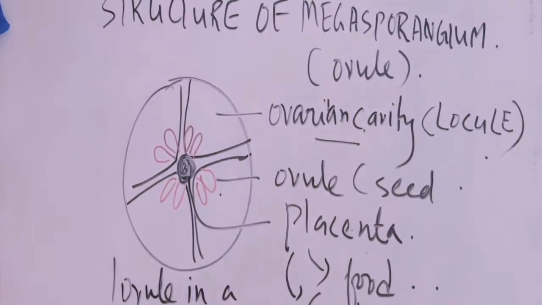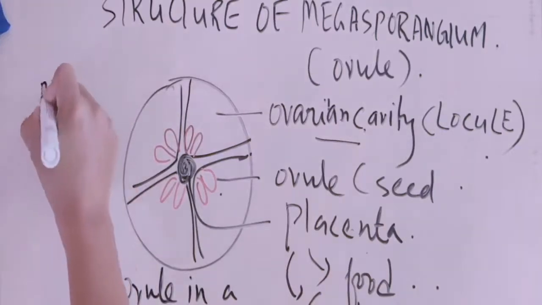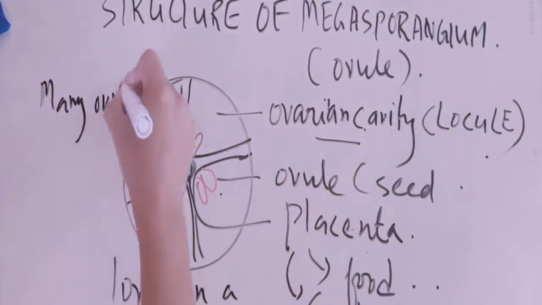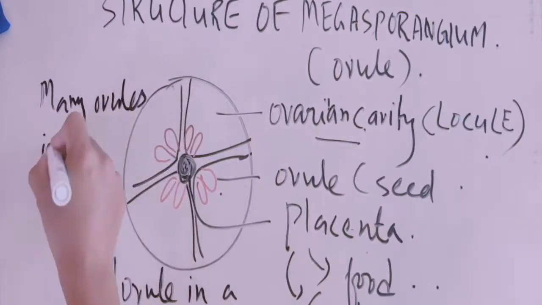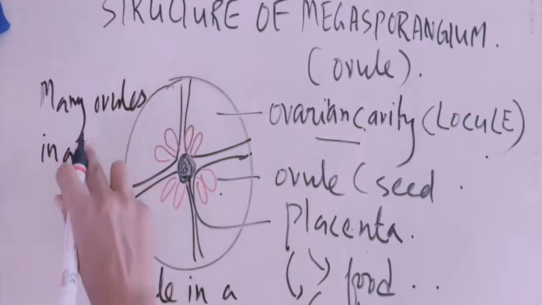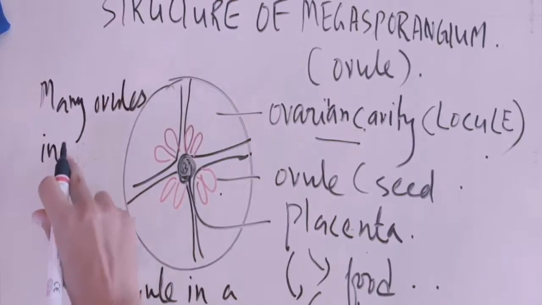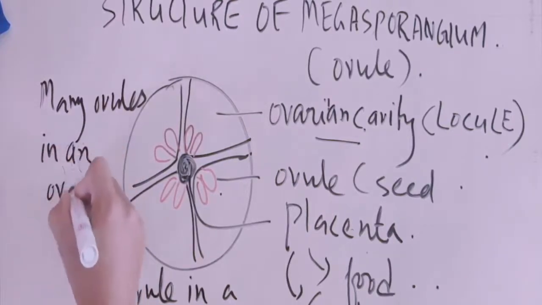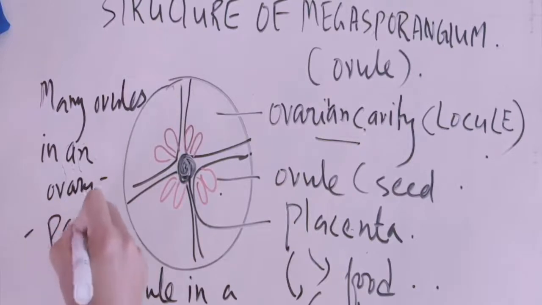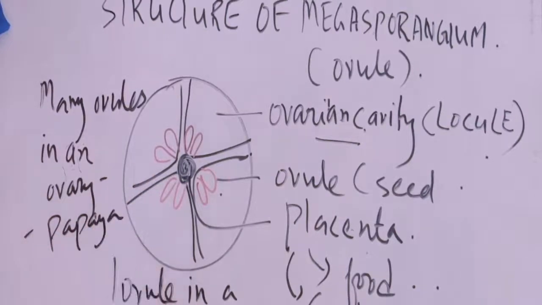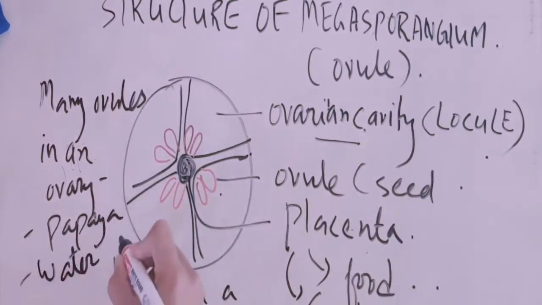For example, wheat and paddy, while wheat and paddy have one ovule. Here there are many ovules, for example, papaya and watermelon have many ovules.